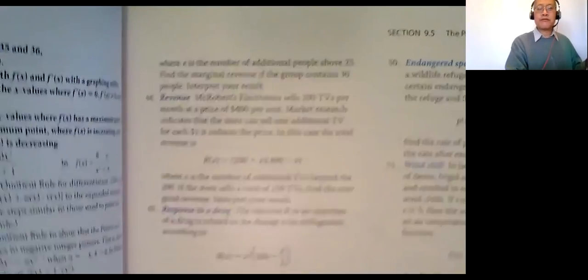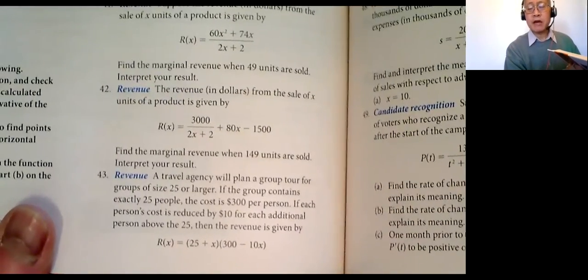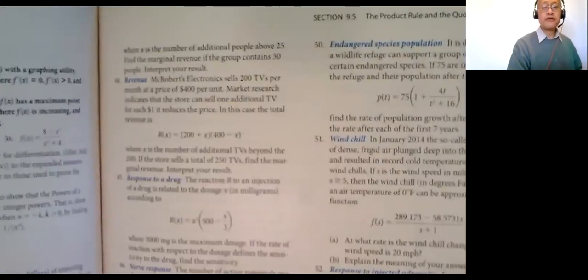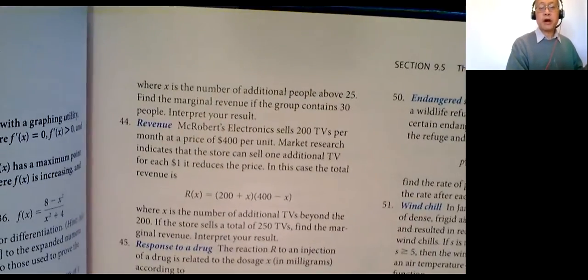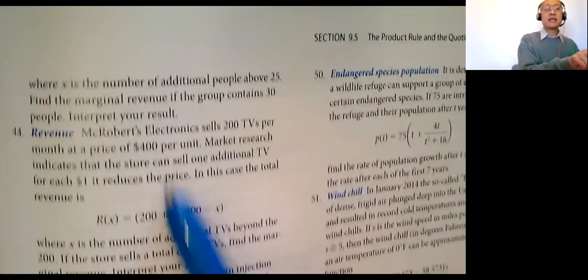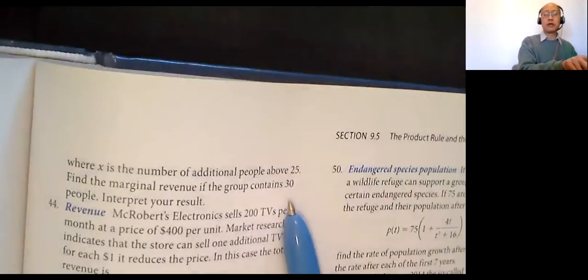Okay. But one thing you have to watch out for. So take the derivative, but I can't write this down because I'm holding a book, so you have to write this down on your own for me. Look carefully at the wording. Find a marginal revenue if the group contains 30 people. It says X is the number of additional people above 25. A little bit tricky. X is the number above 25. Therefore, if it says 30, what do I plug in for X? One more time. X is the number of additional people above 25. So how many additional people above 25 are there if we have 30?